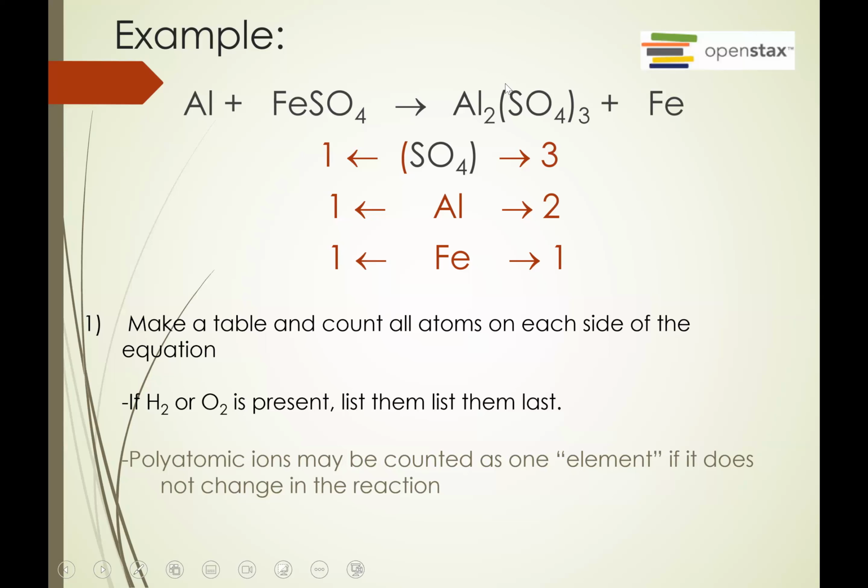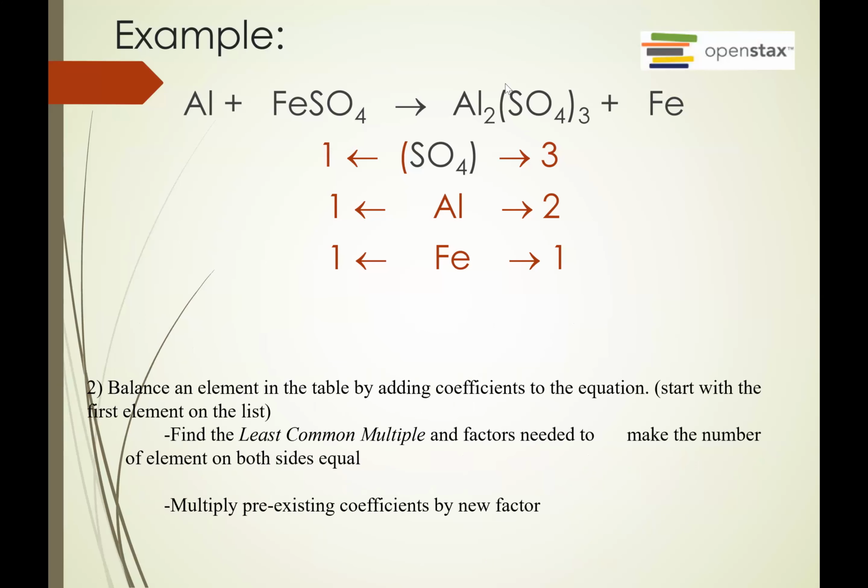So now we need to decide. Now where you start here is totally your option. Let me see, where did I start? I started with sulfates. Okay, so we need to get the same number of sulfates on each side. And we have 3 on the products. We want 3 on the reactants. So if we put a 3 in front here, we multiply this by 3. Now we have 3 sulfates.